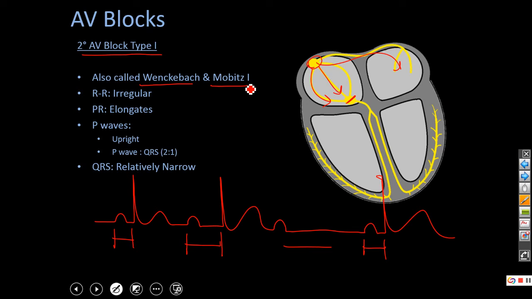So what are the manifestations of this? Well, where the block is present, where there's a blocked QRS, the R to Rs are going to be irregular. The PR gets longer, and the P waves are still expected to be upright. However, there's at least a 2-to-1 AV conduction with this. So you've got 2 P waves here and here for every 1 QRS.